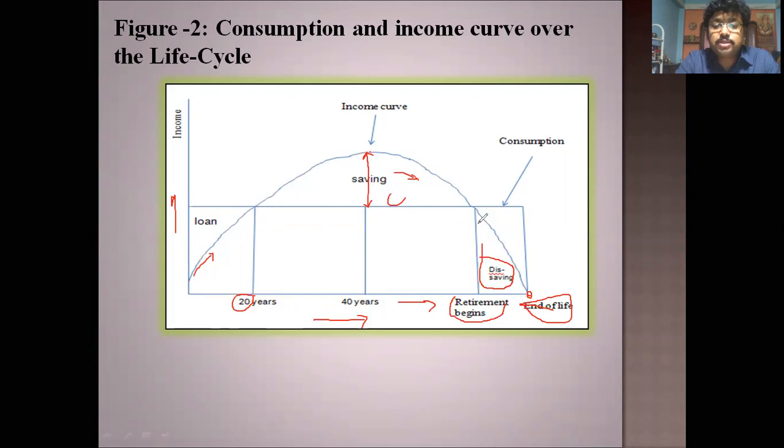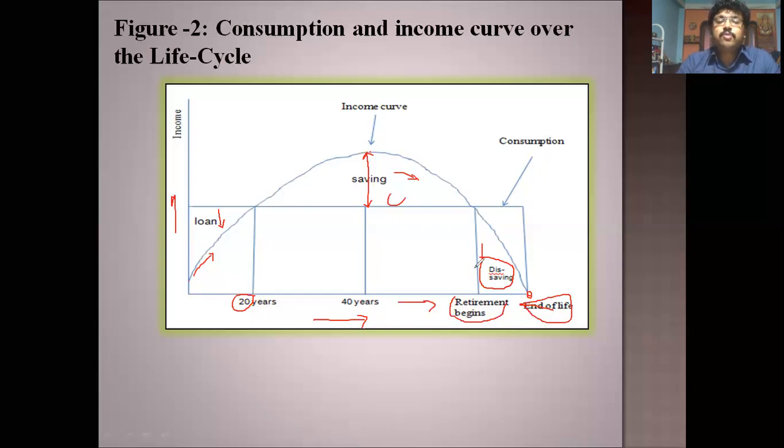So this is the life cycle. When his income is less than his consumption, he borrows. When his income is more than his consumption, he saves. When there is no income and consumption is high, his savings will be dissaved, and he will continue his consumption. This is Franco Modigliani's life cycle.